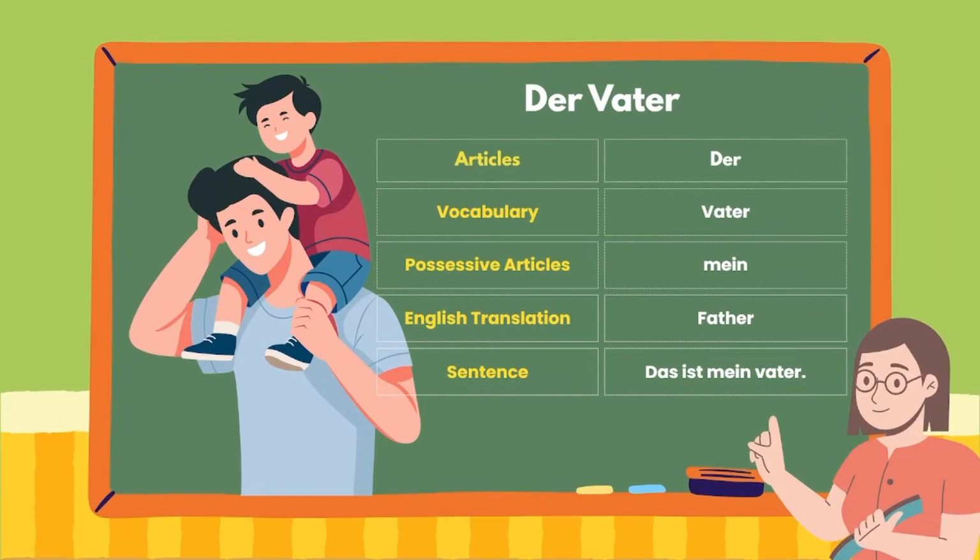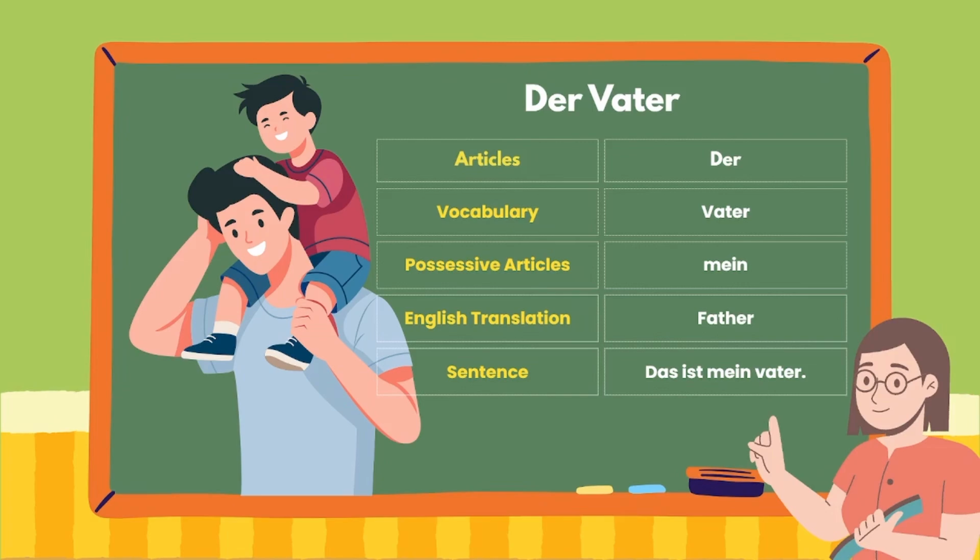We're going to start with the most important member of the family, father and mother. So how to describe father? I've already told you while learning German language, the nouns are always read with articles. Here the article is der for father. Der Vater, der Vater. For father, we call it Vater in German.